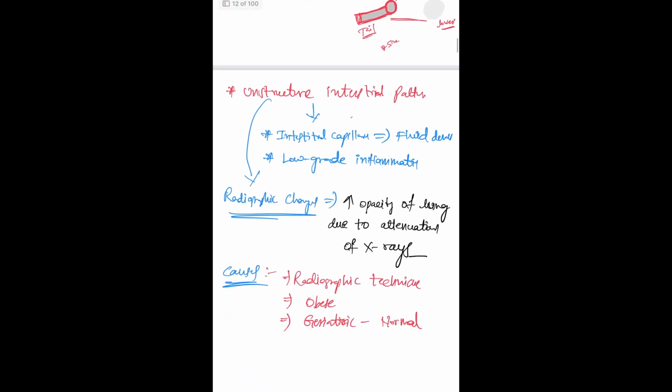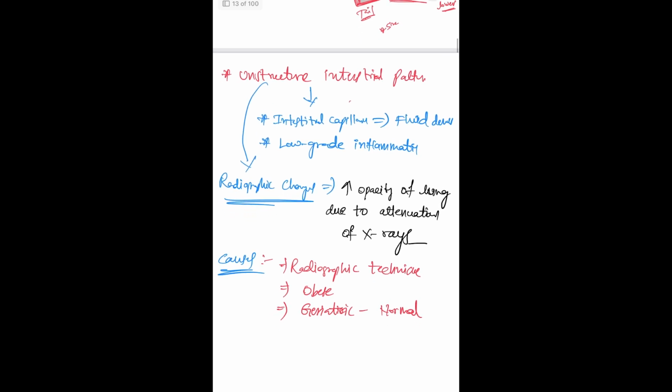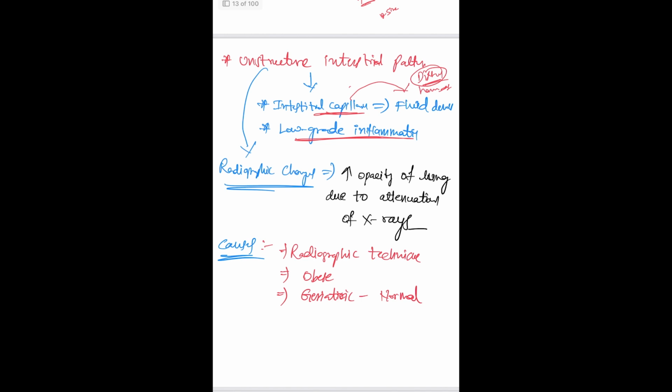Now coming to the unstructured interstitial pattern. This can be seen because of any leakage from the interstitial capillaries. That leakage will give a fluid appearance, and you can see diffuse haziness in the lung lobes. Apart from that, low grade inflammation can also cause the unstructured interstitial pattern. The peculiar radiographic change you will see is increased opacity of the lung due to the attenuation of the X-rays.